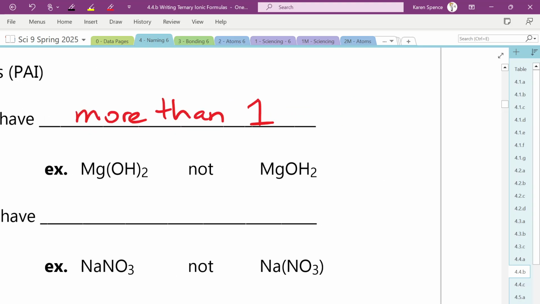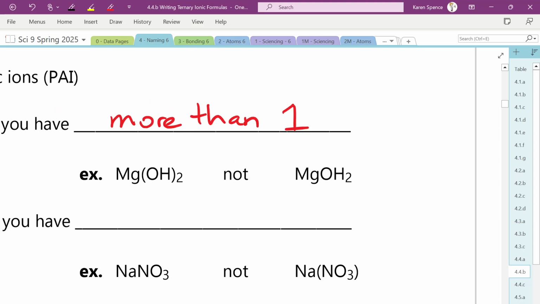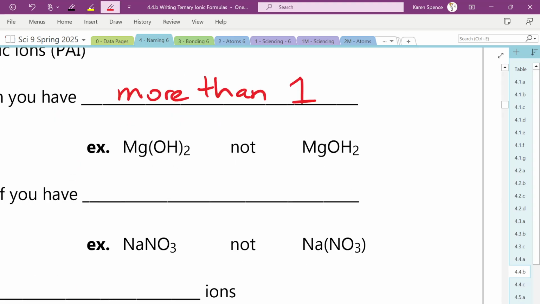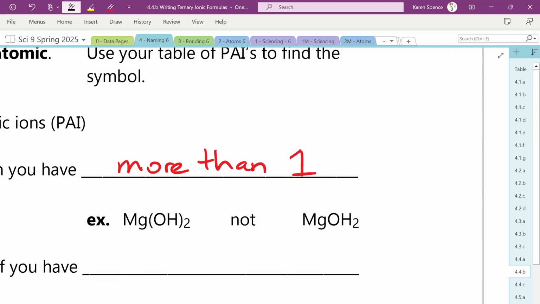So if we had, for example, magnesium, which is 2+, and OH, which is negative, does the positive equal the negative? Not yet. What do we need more of? More of the negative. So we need one more OH, and those two together will give us -2.